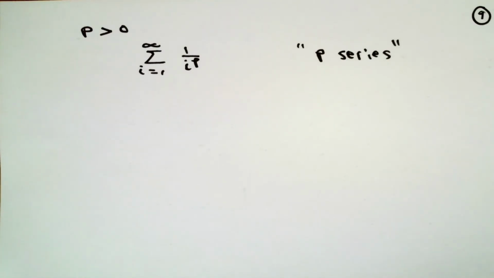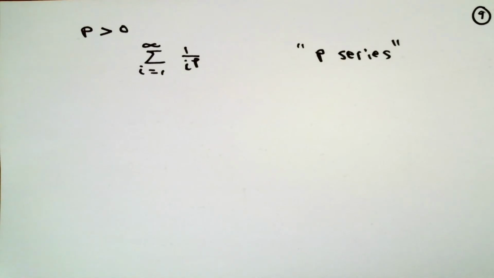The series that we were just looking at is actually a special case of a more general collection of series. Take a positive constant p and look at the sum from i equals 1 to infinity of 1 over i raised to the p power. The preceding example was one of these with p equal to 2. These kinds of series are called p-series, and they show up often enough in enough different situations to be worth being aware of.